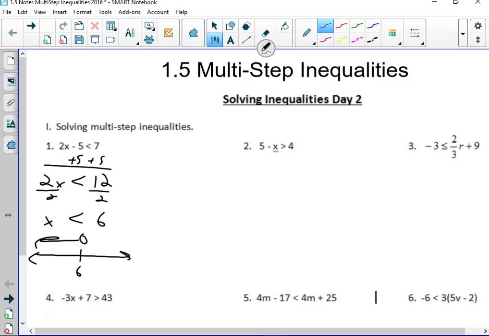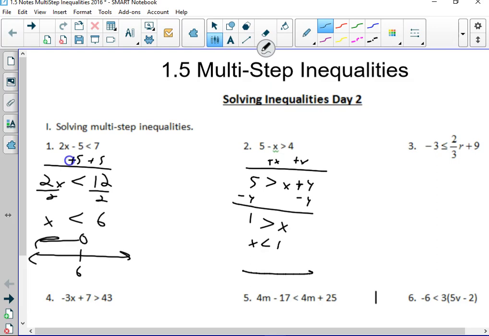Okay? So I'm actually going to do that. I'm going to add x to both sides and get 5 is greater than x plus 4. Then I'm going to subtract 4 and get 1 is greater than x, or x is less than 1. And then real quickly, how do I graph that? I put a 1, I put an open dot, and x is less than.